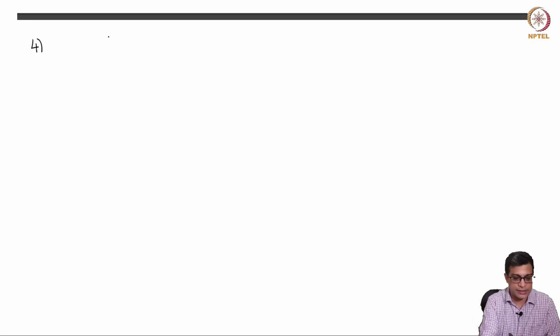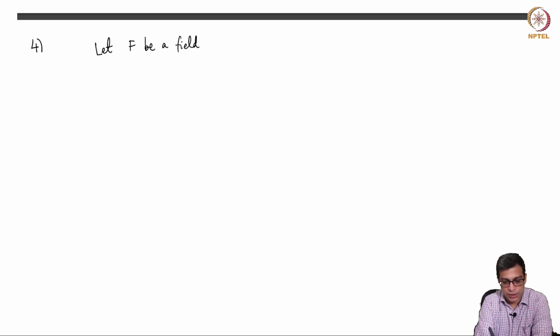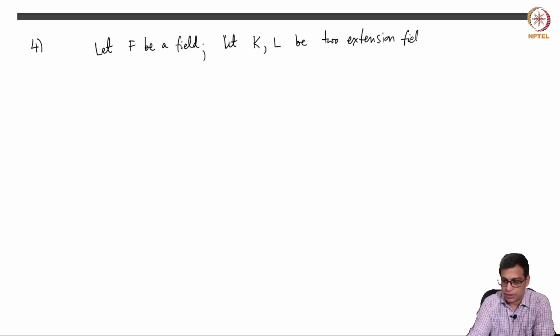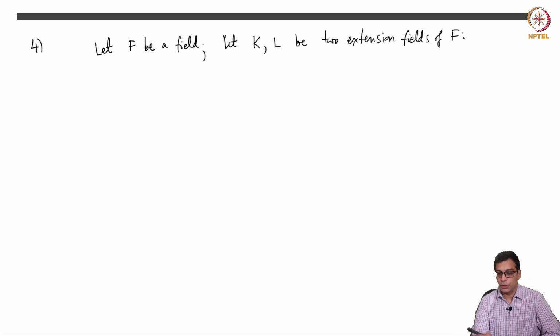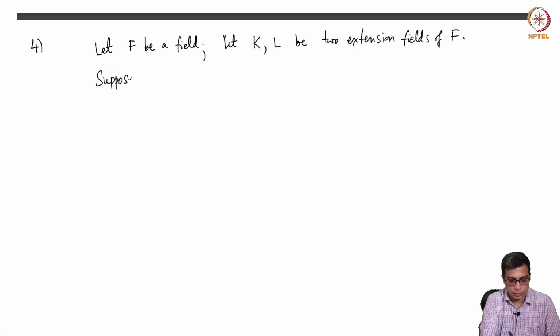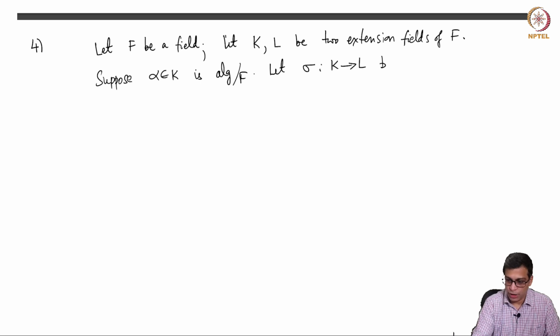So the first one is a fairly simple statement that you would have seen in a field theory course. So let me just recall this. Let F be a field and let K and L be two extension fields of F. Okay, so suppose alpha in K is algebraic over F. Let sigma from K to L be an F homomorphism of fields.